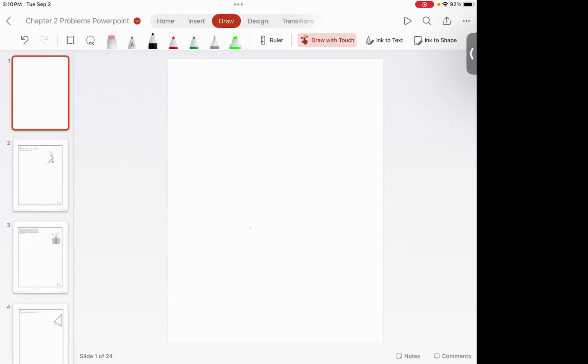So what are vectors? Can someone tell me? Vectors have magnitude and direction. Now, what do I mean by magnitude and direction?